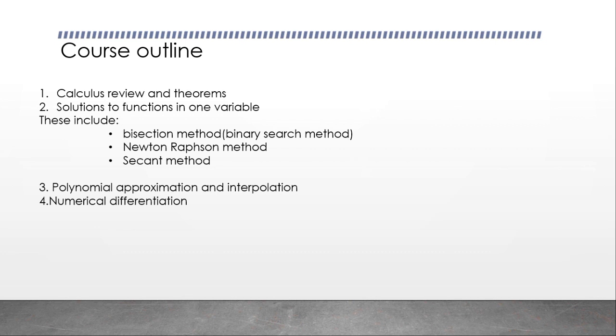So with that being said, this is the course outline for our videos in the future. First things first, we're going to talk about calculus review and their theorems, and we're also going to talk about solutions to functions in one variable, which include the bisection method that we used to solve the square root of 2. That's called the bisection or binary search method. We're also going to talk about the Newton-Raphson method, the secant method, and I will talk about fixed point iteration later on, but for now that's just a bridge we'll have to cross when we get there.